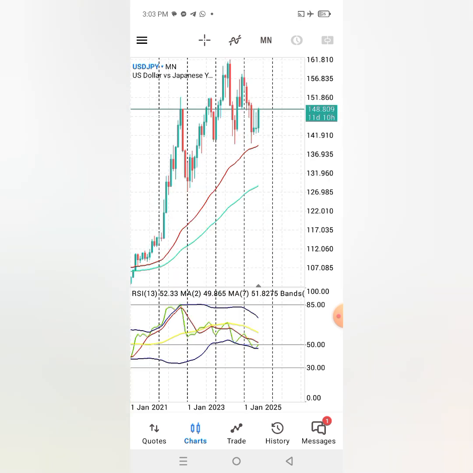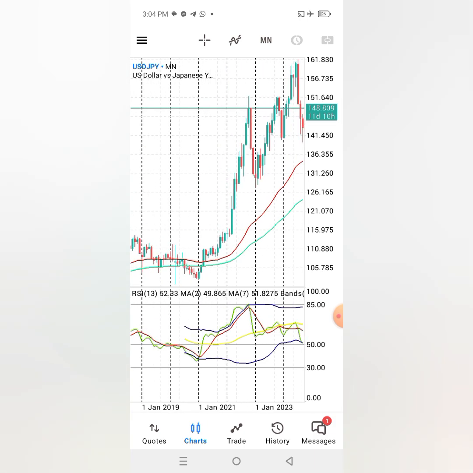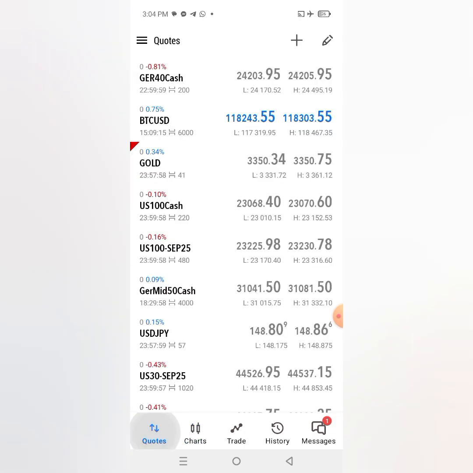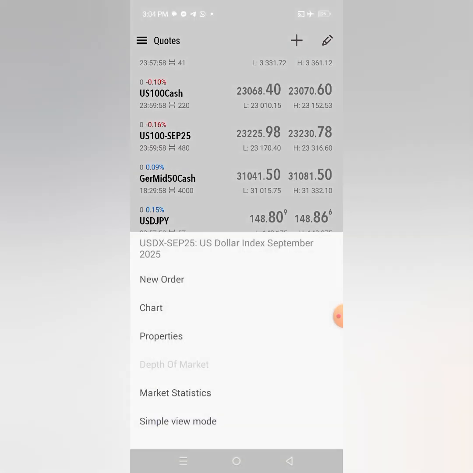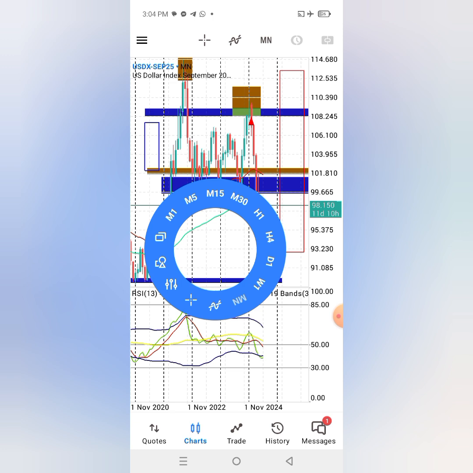So I'm going to go to the monthly time frame, as you can see. That's the monthly time frame, guys, and this is USDJPY. And now one more important thing before I start analyzing the market: I'm going to go to the dollar index. All right, the dollar index. I'm going to first go to the dollar index and check what is happening on the dollar index.